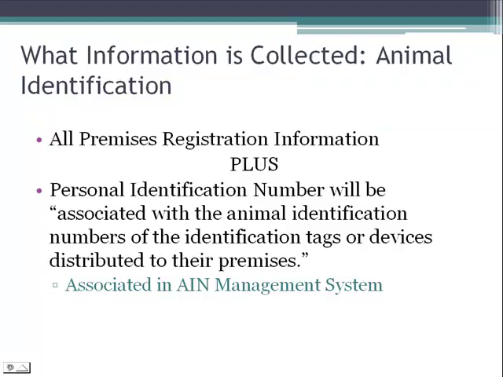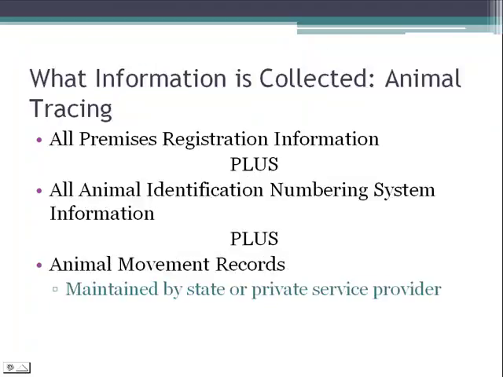And to take it one step further, for the animal tracing, you have all of the premises registration information, all of the animal identification numbering system information, and you also have animal movement records. And these are not kept by the federal government. They are kept by state or private service providers. That's really important to remember, and we'll talk about that a little bit further on.